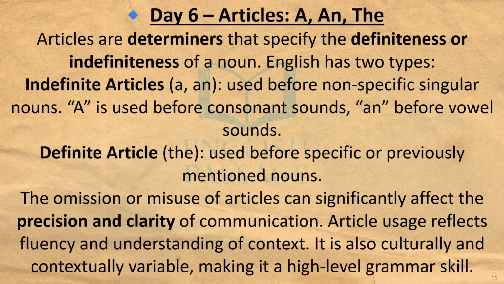Day 6. Articles: a, an, and the. Articles are determiners that specify the definiteness or indefiniteness of a noun. English has two types: indefinite articles, a and an, used before non-specific singular nouns. A is used before consonant sounds and an before vowel sounds. The definite article, the, is used before specific or previously mentioned nouns.